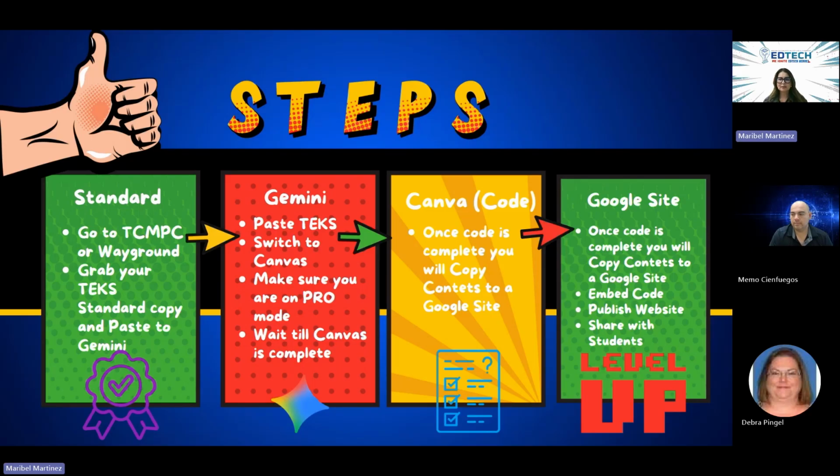Once that Canvas is complete, you will copy that code, the embedded code, onto a Google site. This is where you're going to actually see the game and the students can play it from the Google site, okay? You publish your website, share with your students through Google Classroom, or just give them the link and they'll be able to play that game, okay?